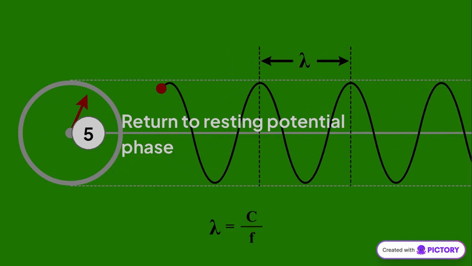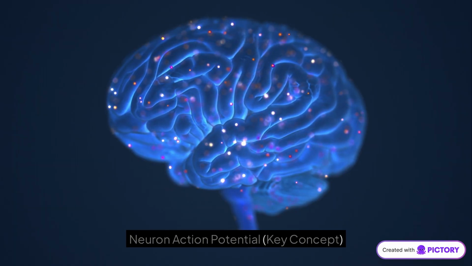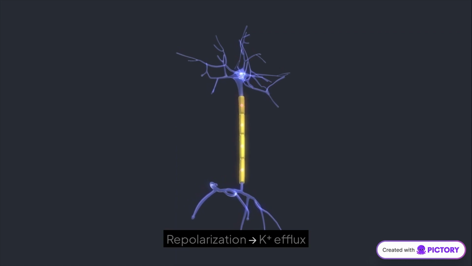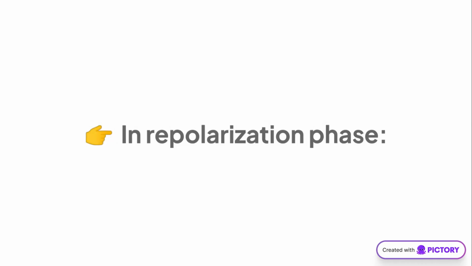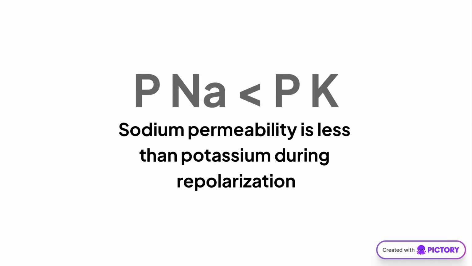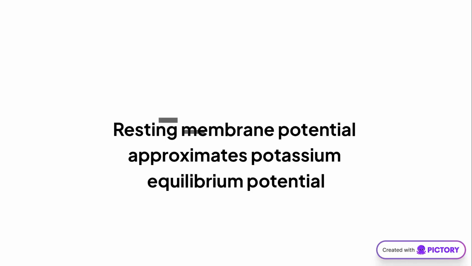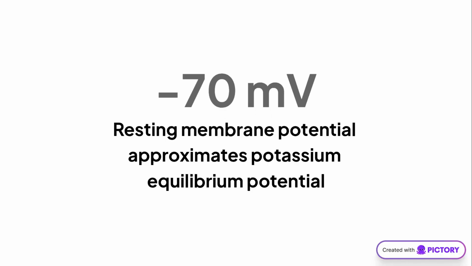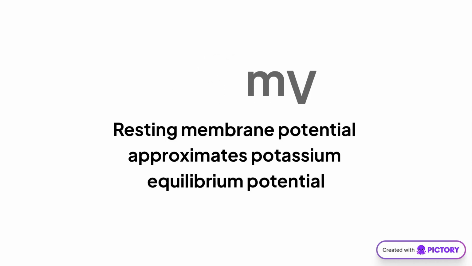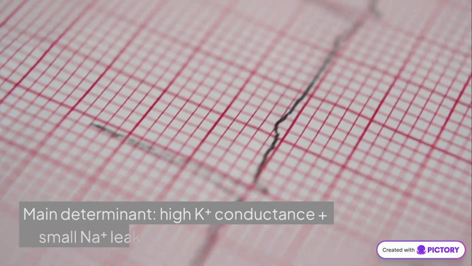Phase 4: return to resting potential. Neuron action potential. Key concept: repolarization is K efflux. In the repolarization phase, P Na is less than P K. Question concept: resting membrane potential, approximately -70 millivolts, is closest to K equilibrium potential. Main determinant: high K conductance plus small Na leak.